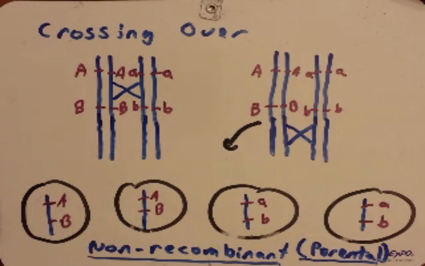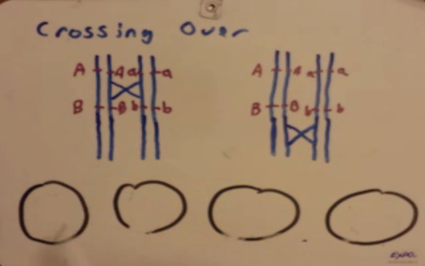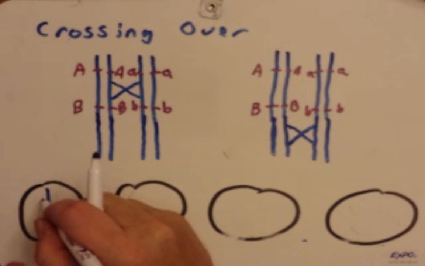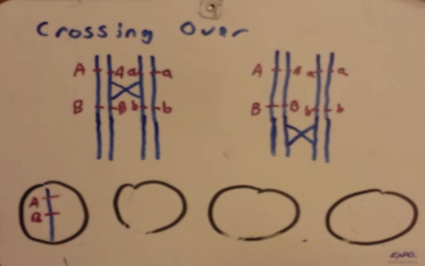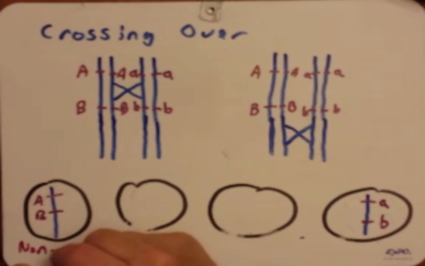Now let's look at what happens here. And let's draw this one over here. It's not involved in the crossing over. We're going to put that like so. That's going to be A and B. And then next, let's write this one on this side. It's also not involved in the crossing over. We call them non-recombinant.